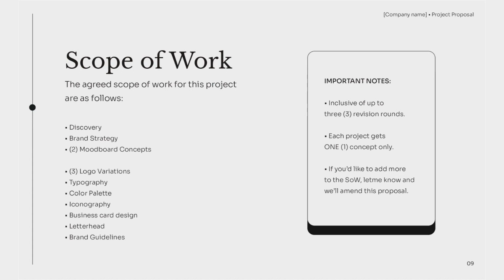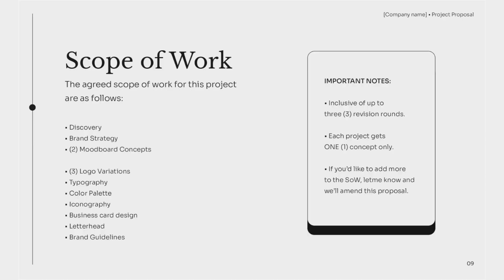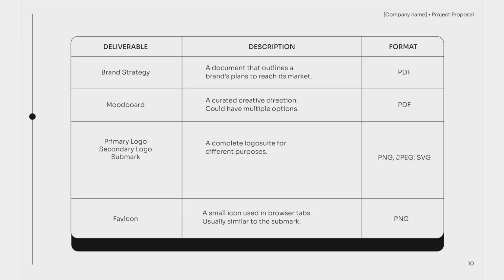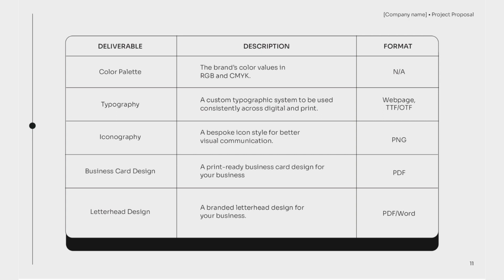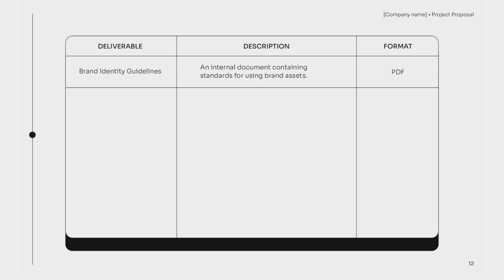If the client happens to want more than what you presented, then obviously you're going to have to amend the proposal. And on the right side of this page, I put here what the client is entitled to. So staying in the scope of work chapter, this is where I get hyper specific about the output that they're going to receive. So this includes the name of the deliverable, a short description, and the exact format they're going to get.